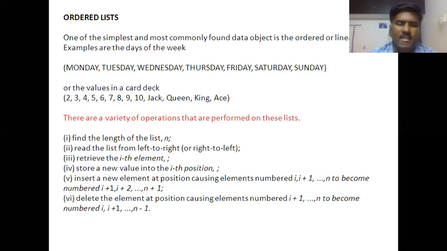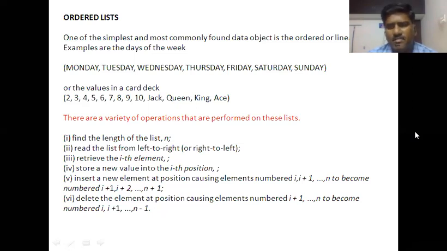Okay, right. There are a variety of operations that are performed on this list. Using this list, we have a variety of operations to perform. Okay, right. So first, find the length of the list. For example, Monday, Tuesday, Wednesday, Thursday, Friday, Saturday, Sunday. Here we find the length of the list. How to find the length of the list?